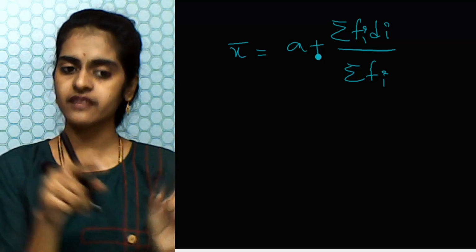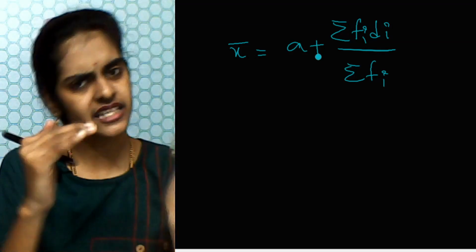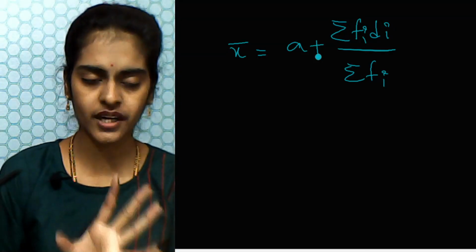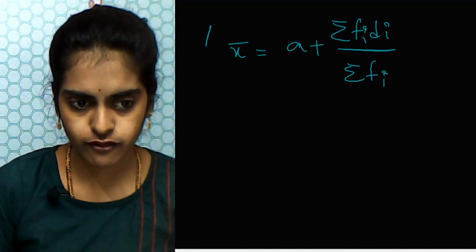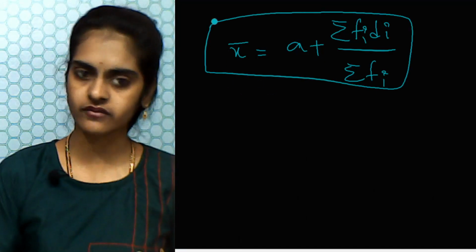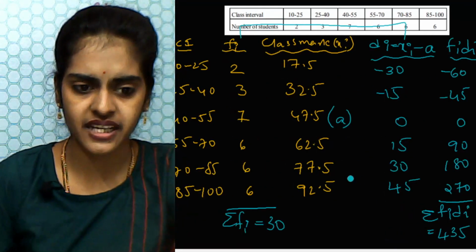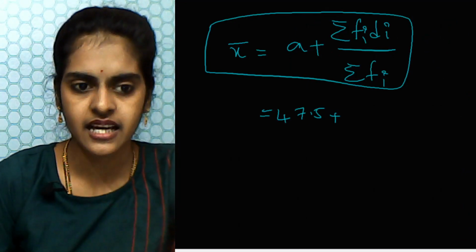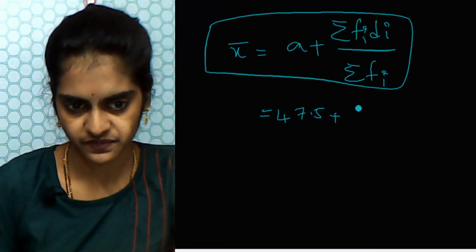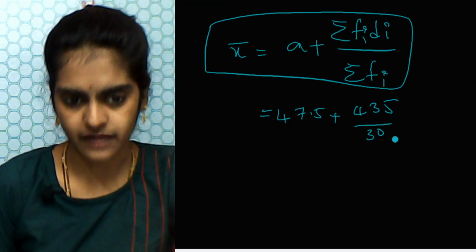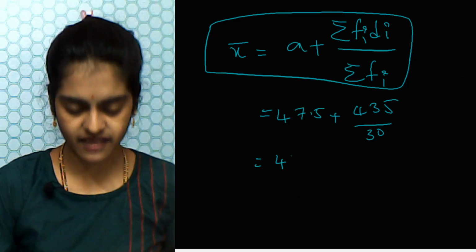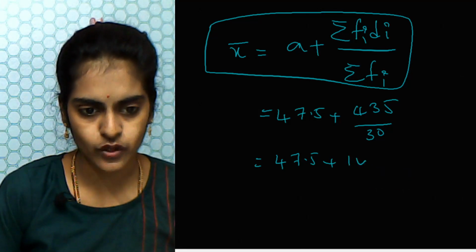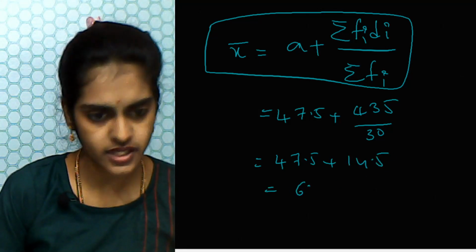Understood? Since we are subtracting this assumed mean from each and every class mark, in the final formula to balance, we add that A. Okay, so this is the formula for the assumed mean method. Here we have taken assumed mean as 47.5. So this is 47.5 plus sigma FIDI, which is 435, divided by 30. So this gives you 47.5 plus 435 divided by 30, which is nothing but 14.5. So this will give you 62 again.